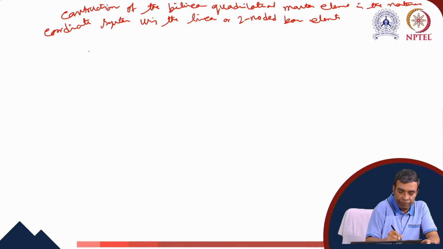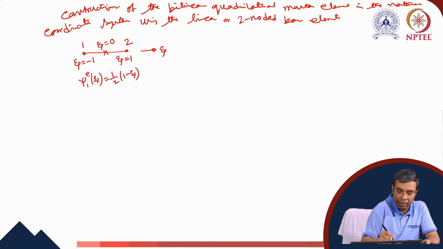So consider a two-noded horizontal bar element, the local nodes being 1 and 2. This is the xi direction. This is xi equals to minus 1. This is xi equals to 1. This is xi equals to 0. Here, the shape functions are psi 1 of xi equals to half of 1 minus xi, and psi 2 of xi equals to half of 1 plus xi.